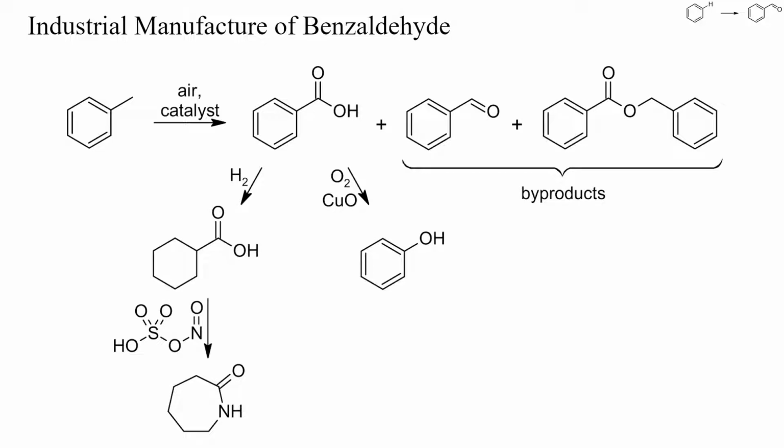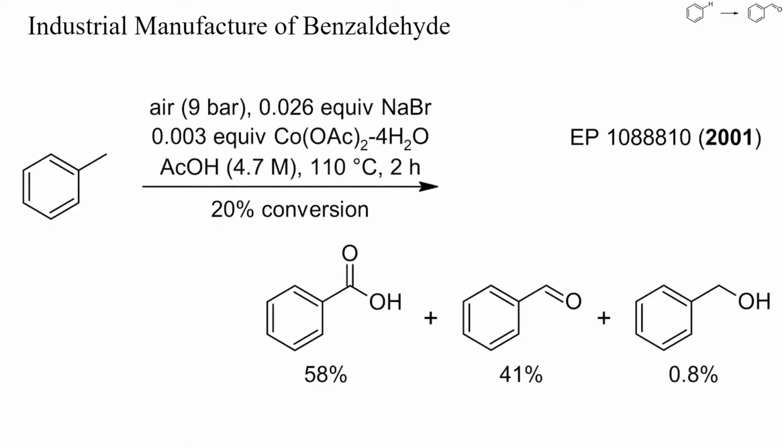Benzoic acid is produced on a large scale, approximately 500,000 tons per year, mostly as a starting material for caprolactam and phenol. Thus, the amounts of benzaldehyde obtained as byproduct are, as far as I could find out, enough to satisfy the current demand. The oxidation conditions can, however, be modified to increase the ratio of benzaldehyde.